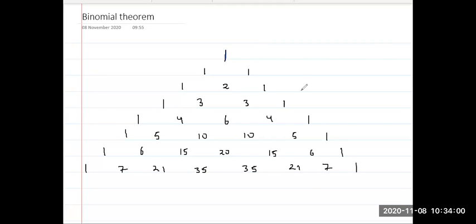Now, if you see this and observe: 1 plus 1, 2, right? Now 1 plus 2, 3, 2 plus 1, 3, 1, 1. Then 1 plus 3, 4, 3 plus 3, 6, 3 plus 1, 4, 1, 1. So we are adding the two terms. Yes or no? So it's like this. This plus this gives this. This plus this gives this. This plus this gives this, right? In the same way, this plus this gives this. This plus this gives this. This plus this gives this, right? And so on. Yes or no? Tell me, yes or no?